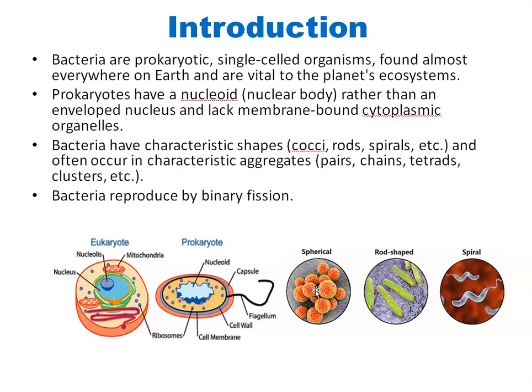Bacteria have characteristic shapes: spherical, known as cocci, rod-shaped, and spiral bacteria. Bacteria often occur in characteristic aggregates, in pairs, in chains, as tetrads or clusters, etc. Right? Bacteria reproduce by binary fission.